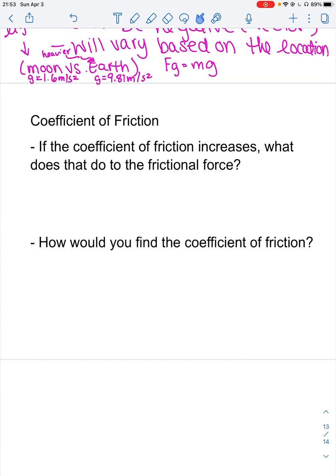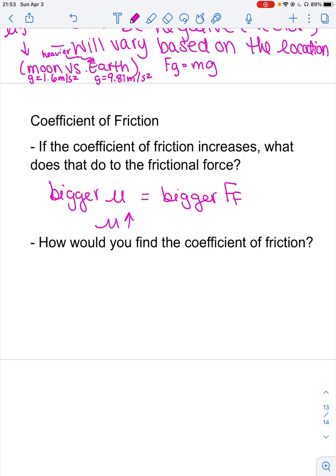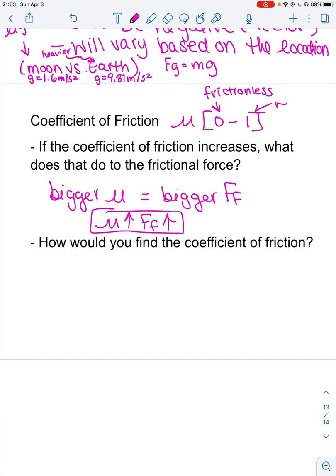Okay? And then finally, this is just kind of a review on coefficient of friction. So if I have a bigger coefficient of friction, that means that I'm going to have a bigger amount of friction going on. Okay? So if mu increases, then the force of friction is also going to increase. So that's pretty much the relationship that we're trying to get out here. That should make sense, because we know that mu can only be between 0 and 1, and 0 is essentially frictionless, and then 1 would be really hard to move. Okay? So if I'm closer to 1, that means I'm going to be experiencing a lot of friction. If I'm closer to 0, I would be able to move very easily.